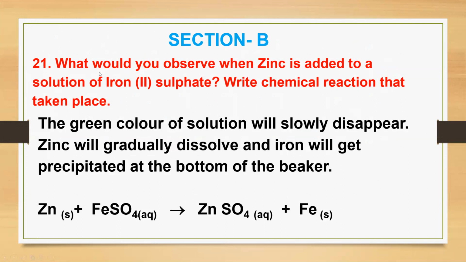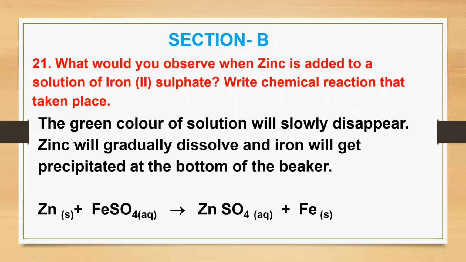What would you observe when zinc is added to a solution of iron sulfate? Which chemical reaction takes place? Here iron sulfate is ferrous sulfate, FeSO4. You know that this is a displacement reaction. Do you remember the displacement reaction, where a highly reactive metal displaces a less reactive metal?